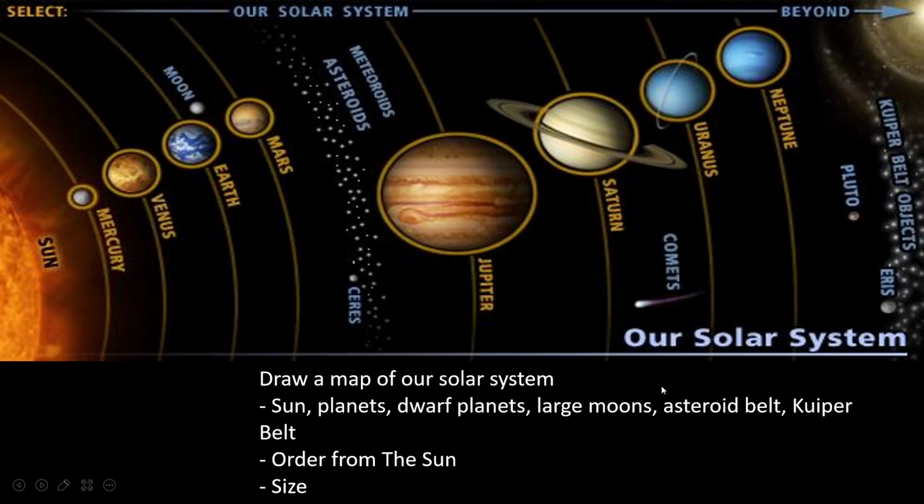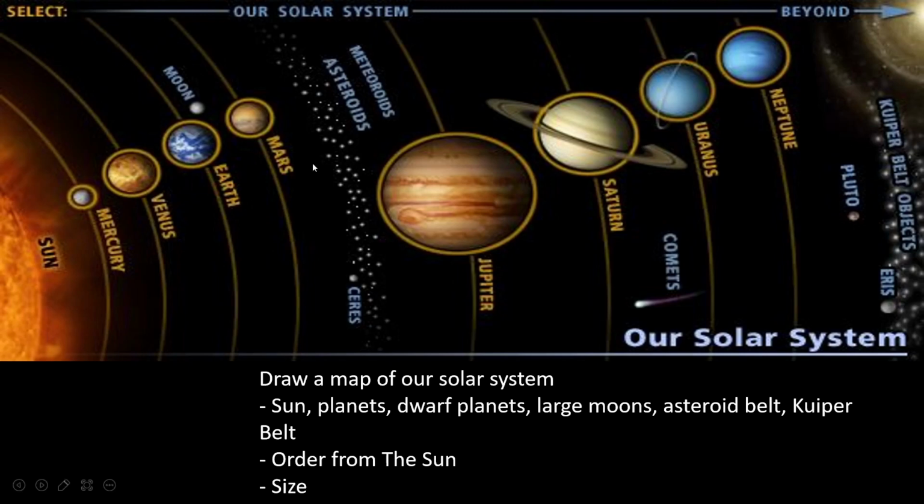You could also include the large moons. On this map, they've got our moon, but actually Jupiter and Saturn have some pretty significant moons. In fact, the biggest moon in our solar system is Jupiter's moon Ganymede, which is actually bigger than Mercury. So put Mercury on there, maybe give Ganymede a shout out as well.